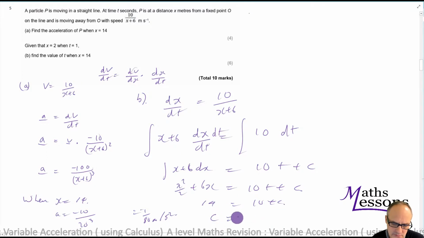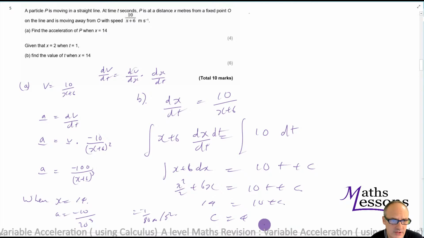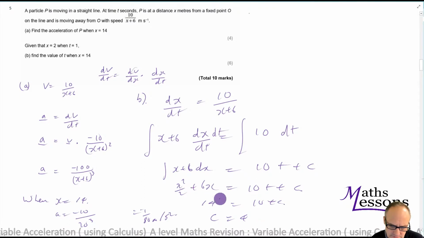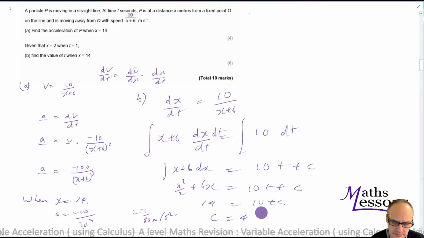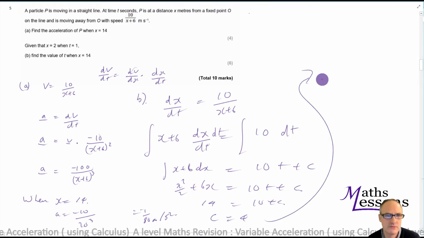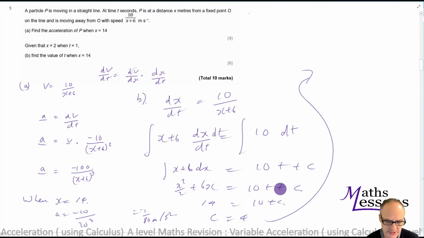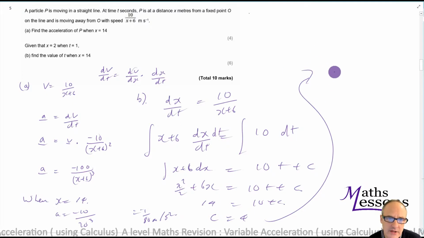4. Now previously I got 16, but I probably made a mistake then when I did that. So anyway, no worries. That looks correct to me. I can't see anything wrong with that. If anybody can spot a mistake there, do let me know in the chat. So we've got c equals 4.